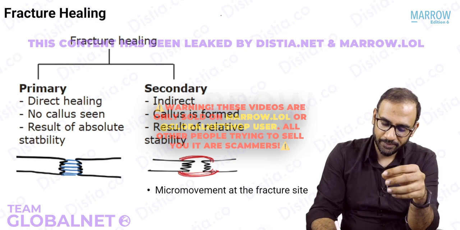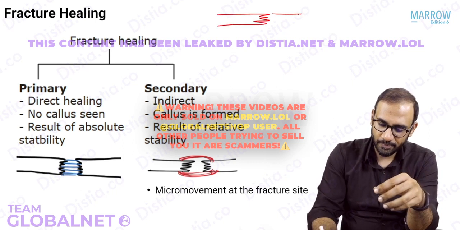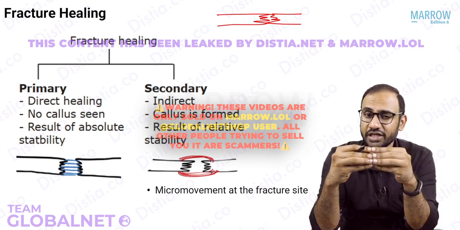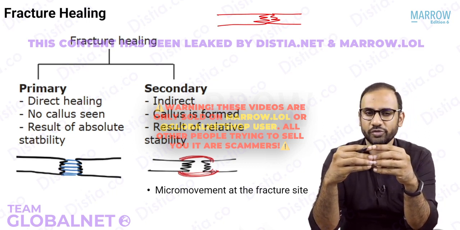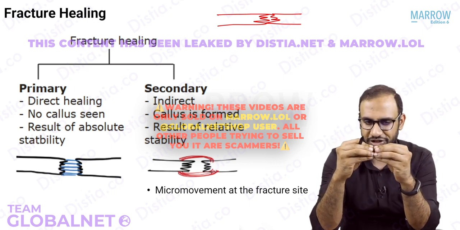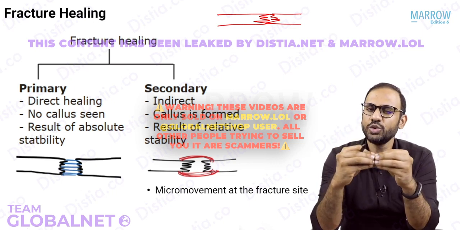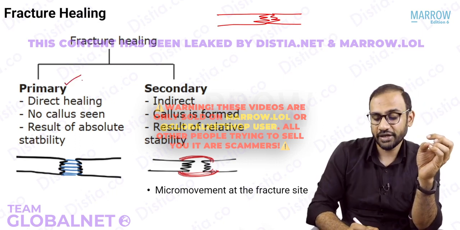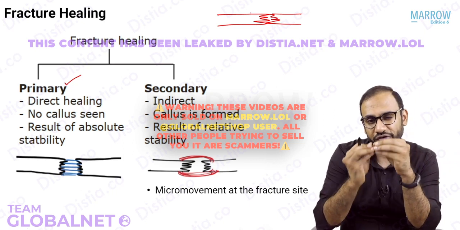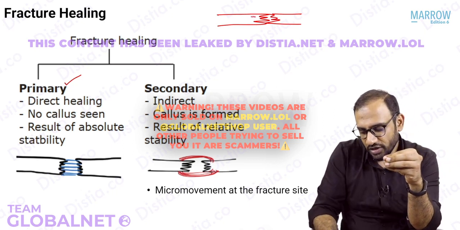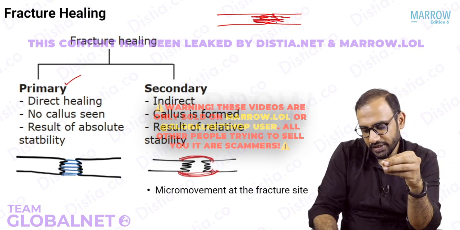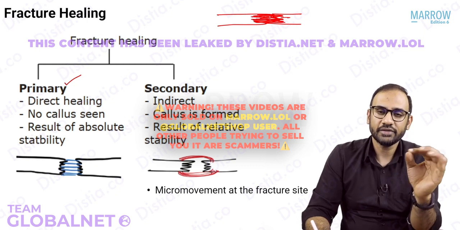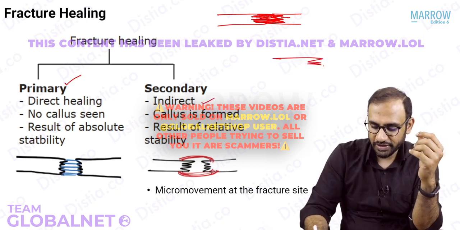Whenever there is a break in the bone, if the fracture is held very rigidly without any kind of movement, if it's a rigid fixation which has absolute stability, meaning no movement at all, you get something known as primary or direct healing. The bone, because it's so fixed, so rigid, starts to grow into the other bone, and that's how it heals.